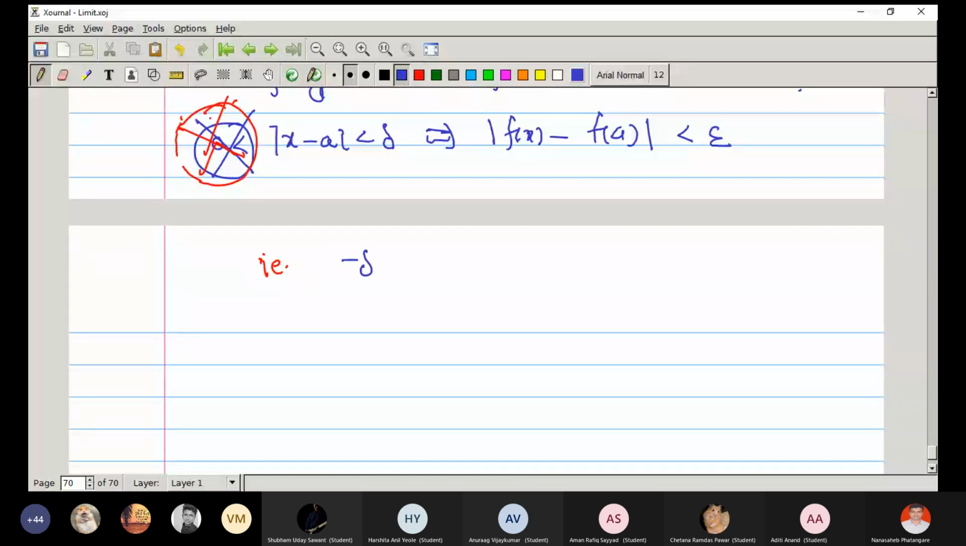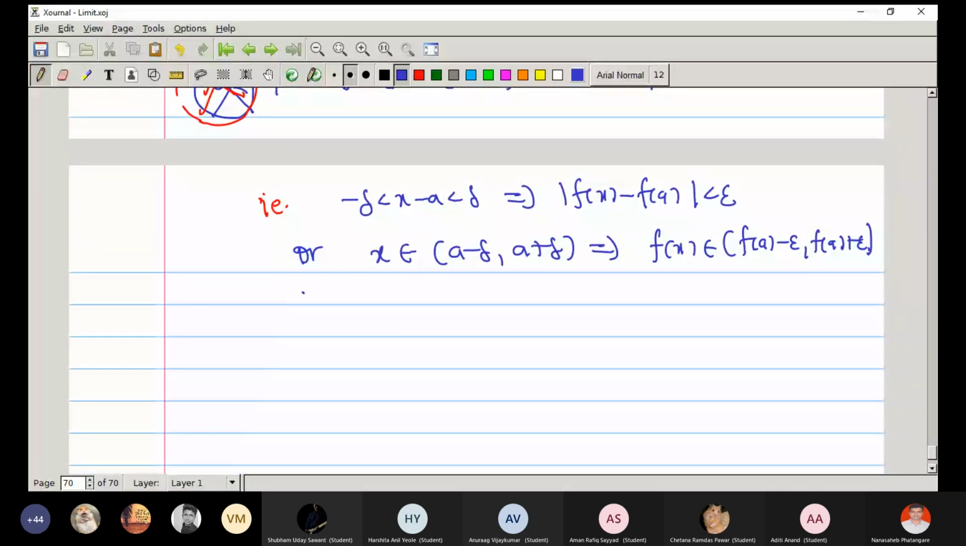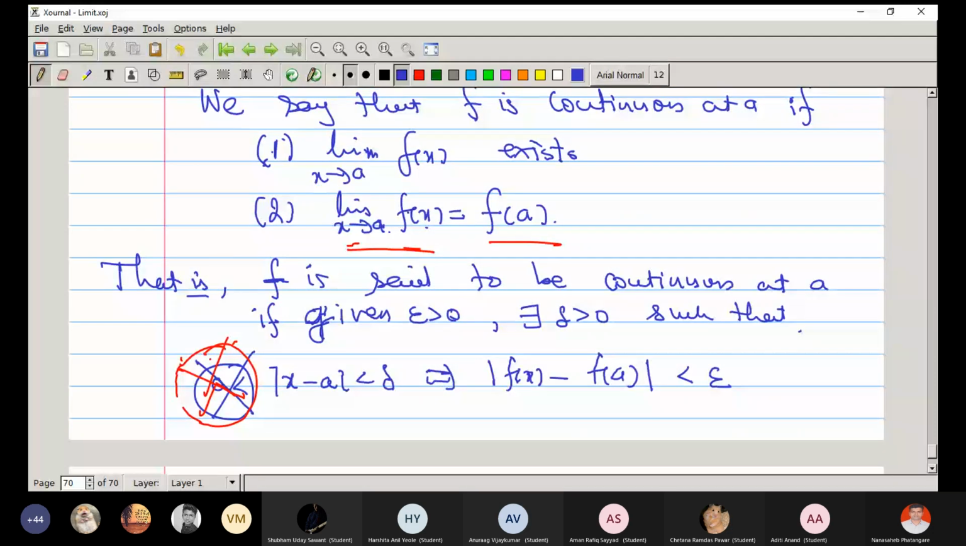That is, a minus delta less than x less than a plus delta implies |f(x) minus f(a)| is less than epsilon. Or x belongs to (a minus delta, a plus delta), provided x is in the domain, then f(x) is in (f(a) minus epsilon, f(a) plus epsilon). Or x belongs to the delta neighborhood of a, then f(x) is in the epsilon neighborhood of f(a). This is what we observe from this.